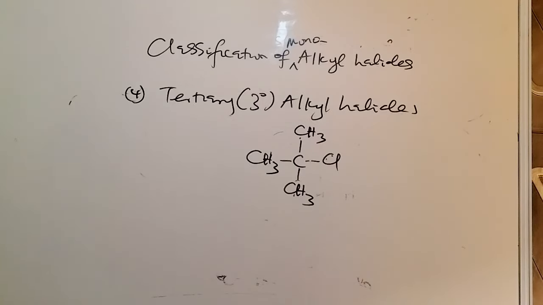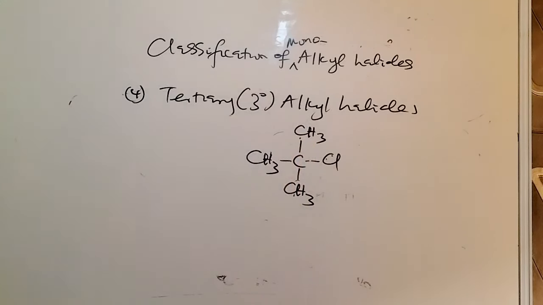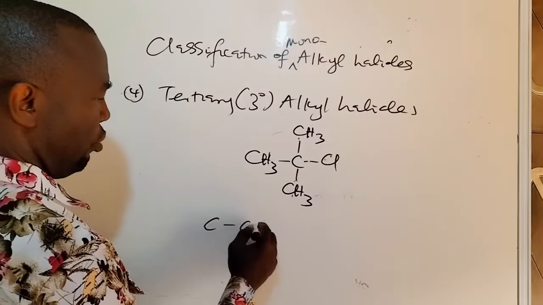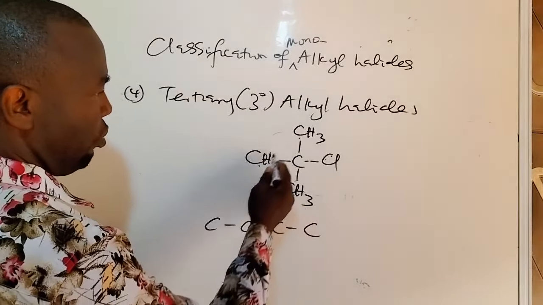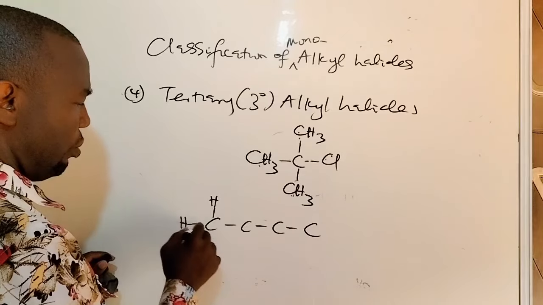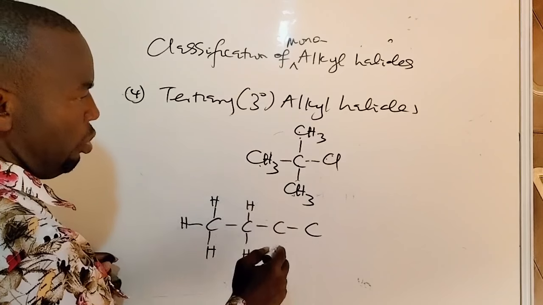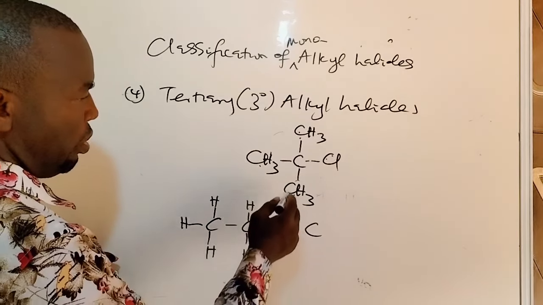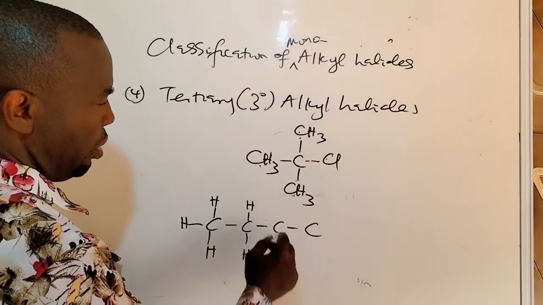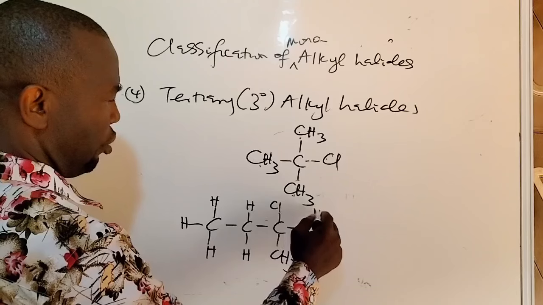So you can see that around the carbon of the halogen, we only have alkyl groups. So we can draw the full structure. There are 4 carbon, 1, 2, 3, 4. We then put the hydrogen atoms. So this alkyl group is here. Halogen is there. So you should know how I drew the structure.